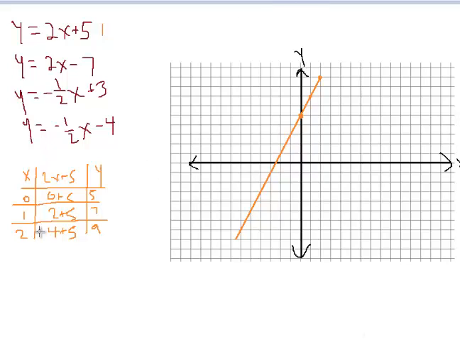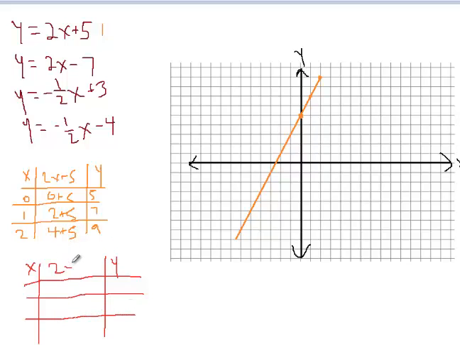Let's do our second one in red. y equals 2x minus 7. Again, we'll try the x and y chart. Okay, 2x minus 7. Again, we'll try 0, 1, 2. 0 minus 7 is negative 7. 2 minus 7 is negative 5. And 4 minus 7 is negative 3. So we've got 0, negative 7, 1, negative 5, and 2, negative 3.